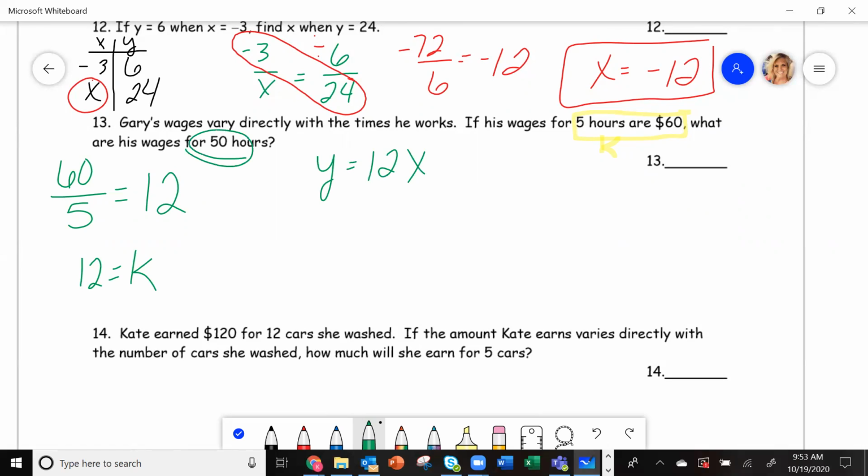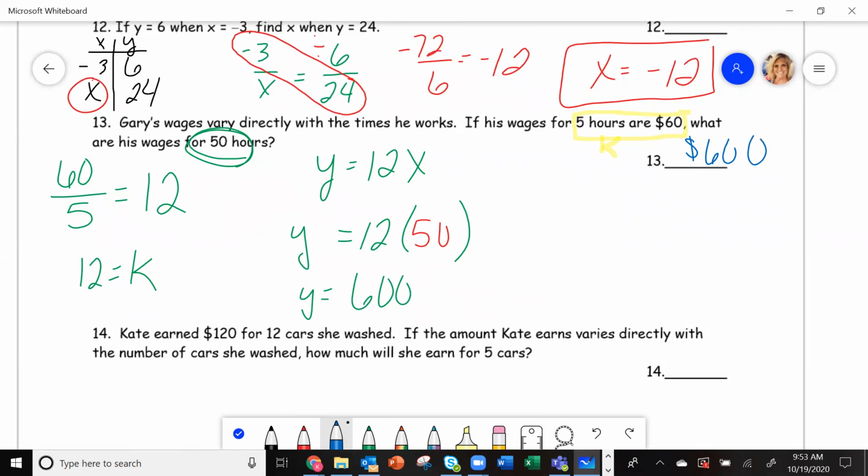I want to know how much he's going to make if he works 50 hours. So 12 times 50. He's going to make $600. So now try and do that for number 14. Use the same thing I just did and try and do number 14.